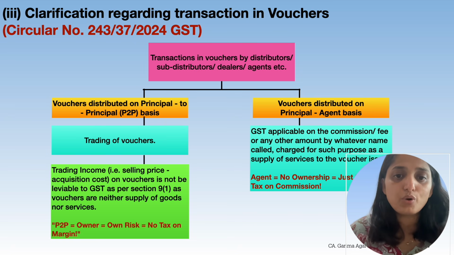So he has assumed all the risks and responsibilities of it, and therefore it is on a principal to principal basis. And therefore, as per this, the GST treatment of this 200 profit that he makes on selling that 800 voucher, which is his cost price, and 1,000 rupees his selling price, that 200 rupees will become his trading income.